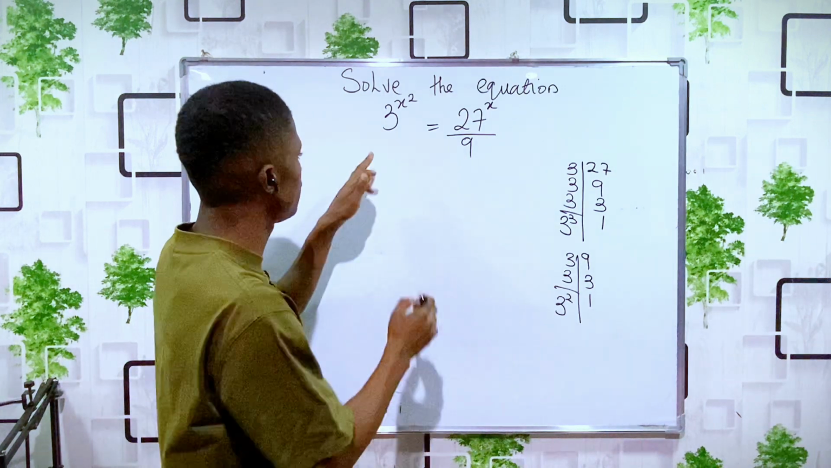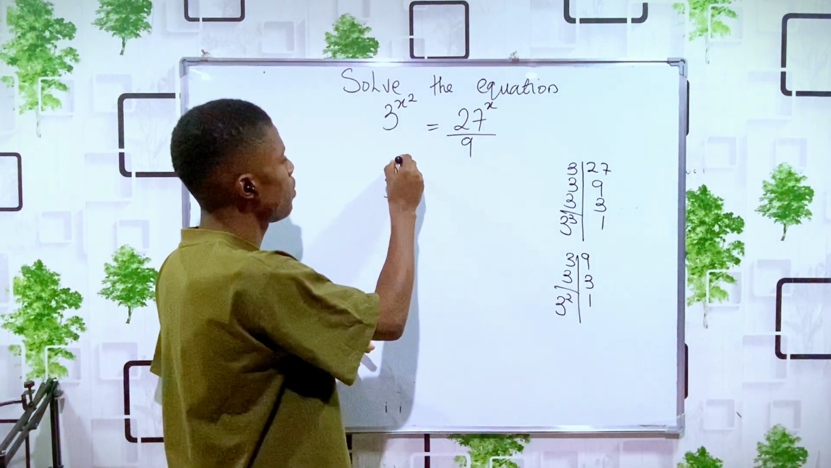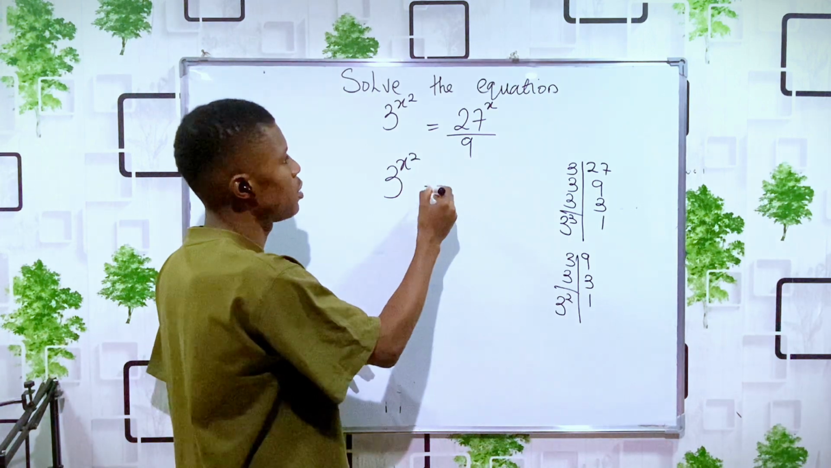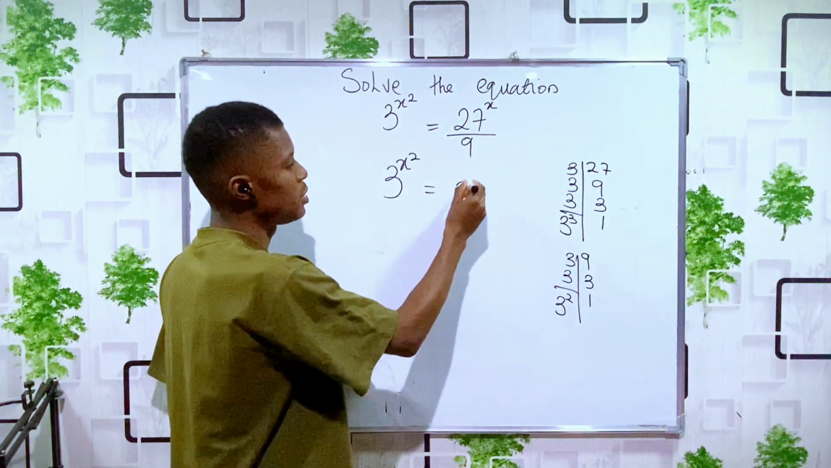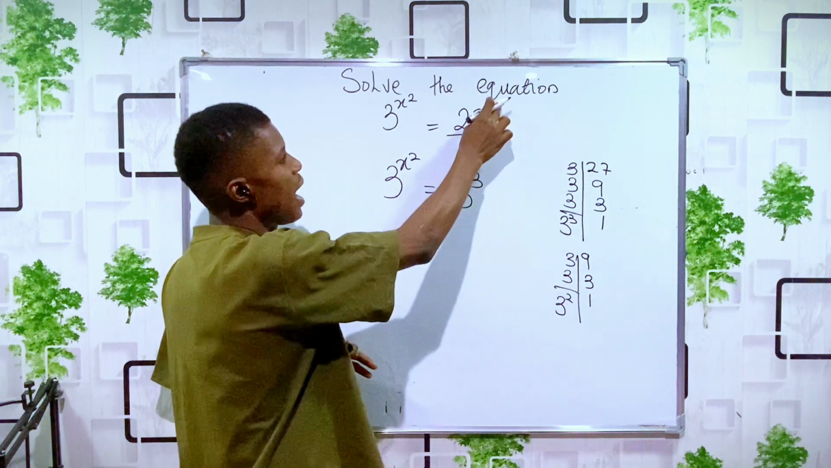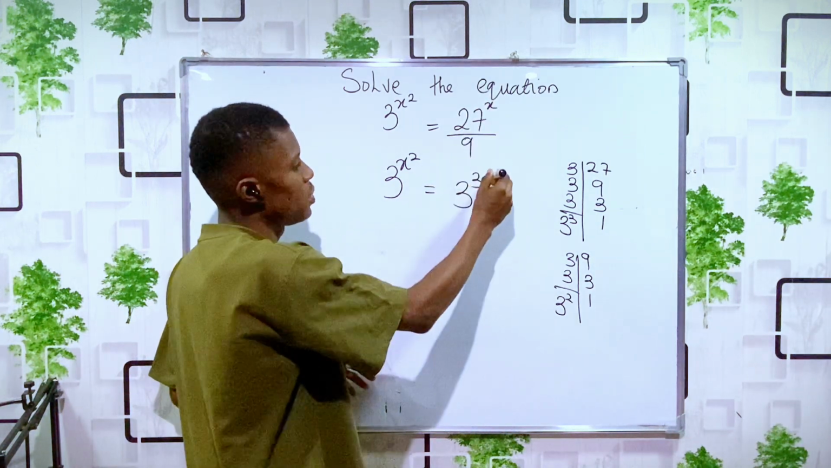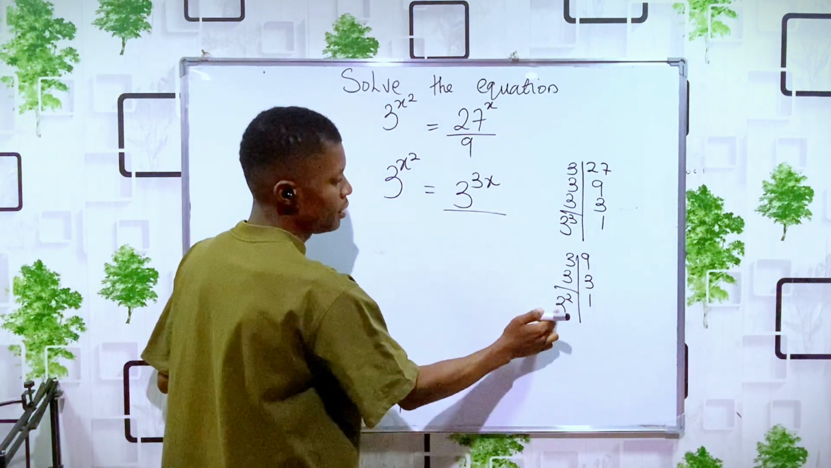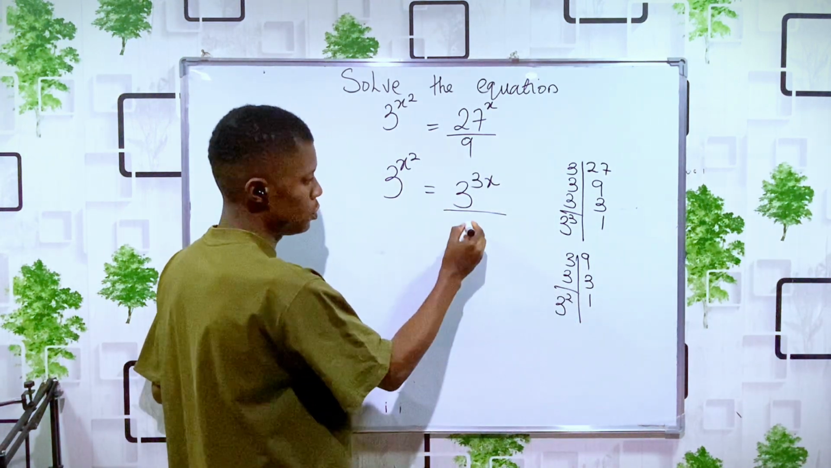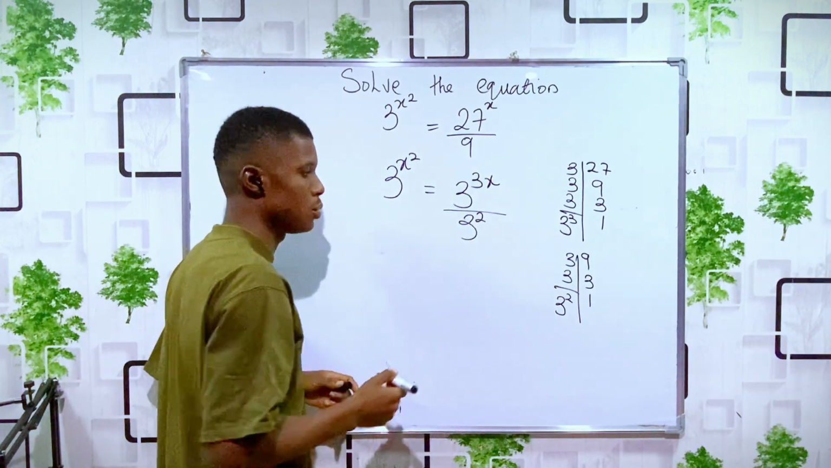So since we've gotten this, we have 3 to the power of x squared is equal to 27, which is 3 to the power of 3, and the power that is already there, which is x. It becomes 3x. Then divided by 9, which is 3 to the power of 2.